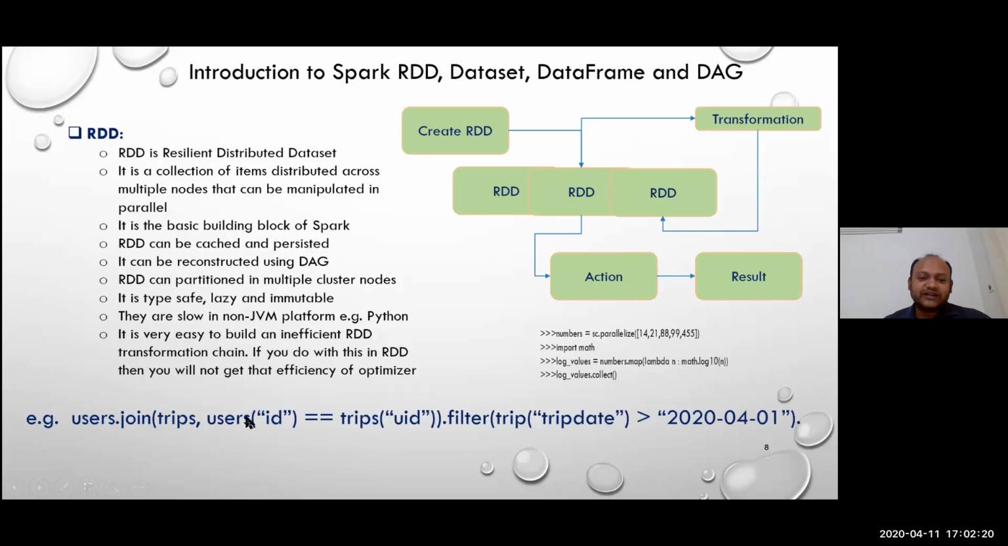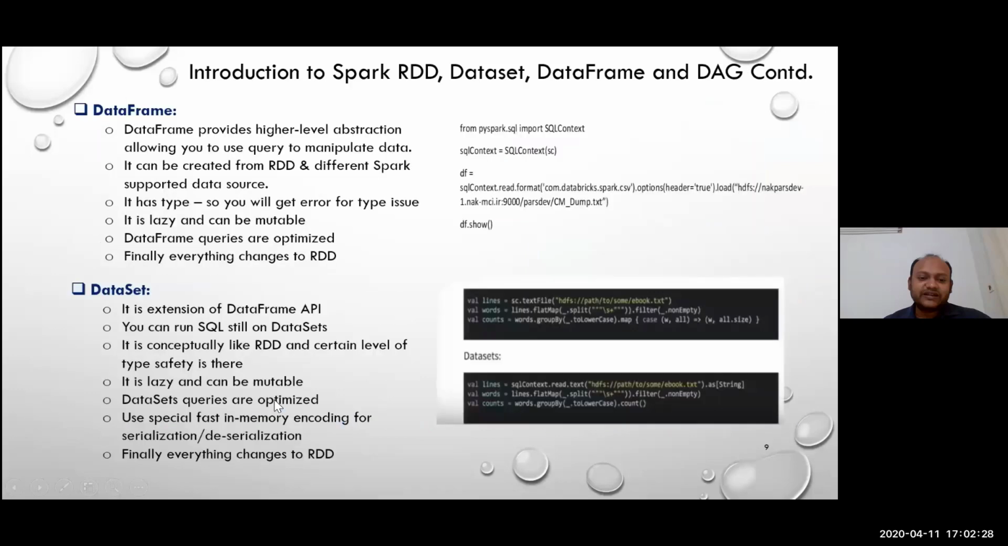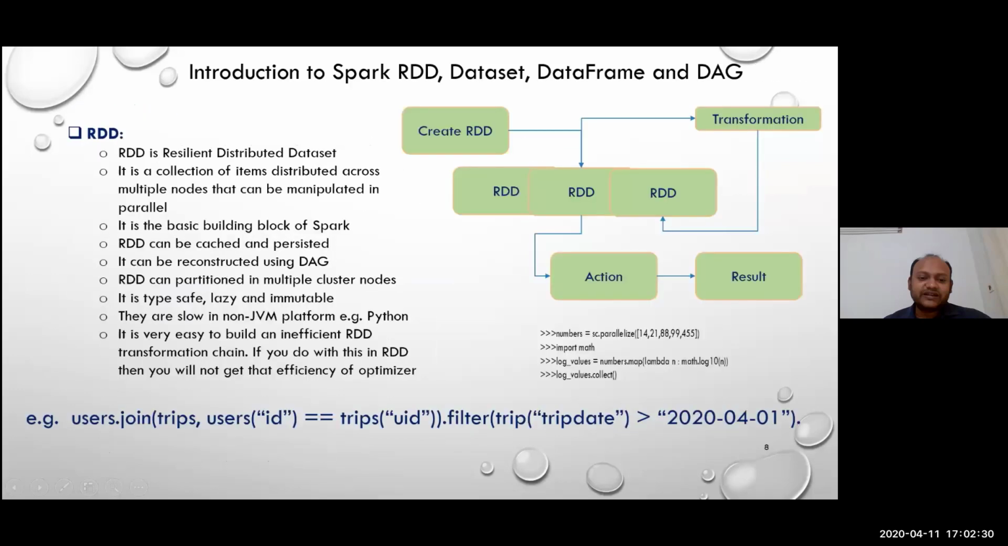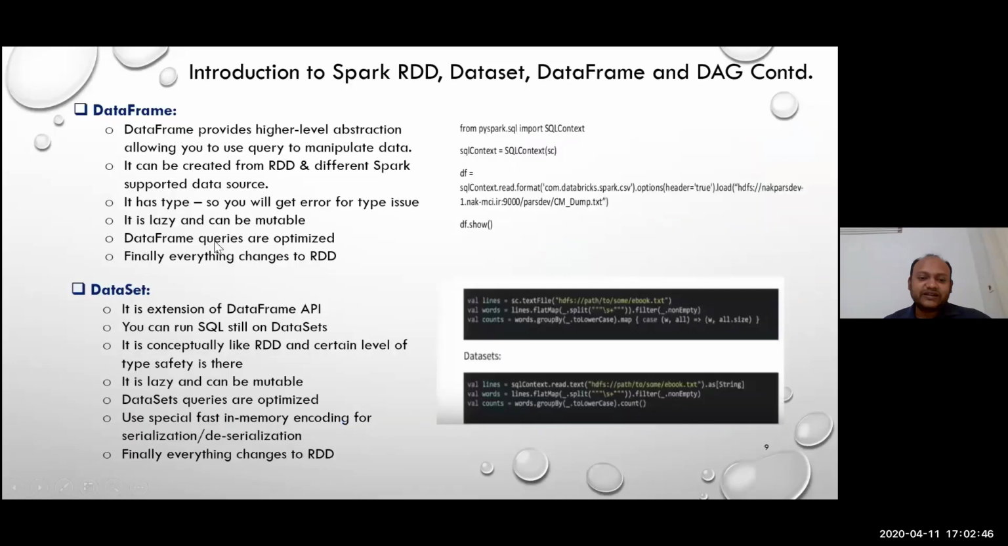But if you do the same operation for a data frame, the data frame optimizer will perform the filtering operation on the trips before joining with the users table. That will be done automatically by the system. So that intelligence is brought into the data frame. That's why data frame queries are optimized.